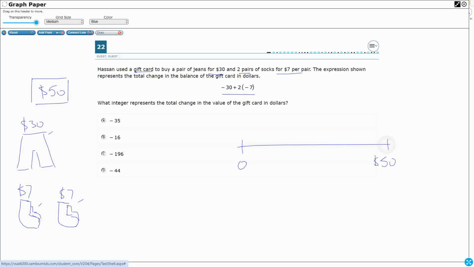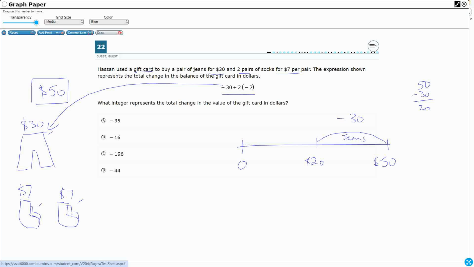Well, if I'm spending $30 on jeans, right? That's a minus 30. So that's where this is coming from. This minus 30 is because I spent that on the jeans. So if I were to just buy that, it would be the 50 minus 30. That would get me 20. Okay. So now I'm at $20.